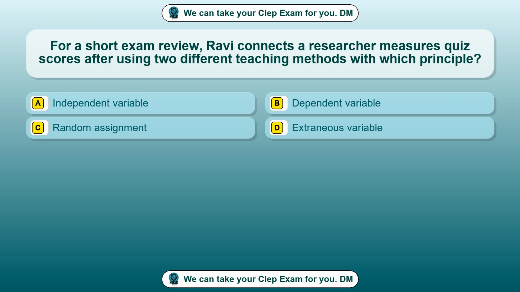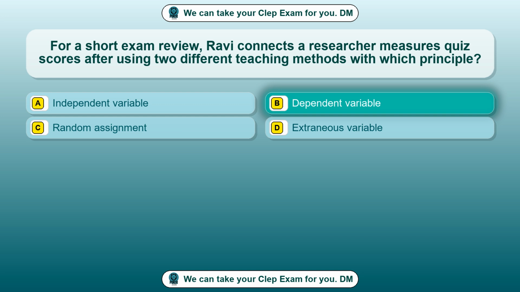Question 91. For a short exam review, Ravi connects a researcher measures quiz scores after using two different teaching methods with which principle? Option A, independent variable. Option B, dependent variable. Option C, random assignment. Option D, extraneous variable. The correct answer is option B, dependent variable.